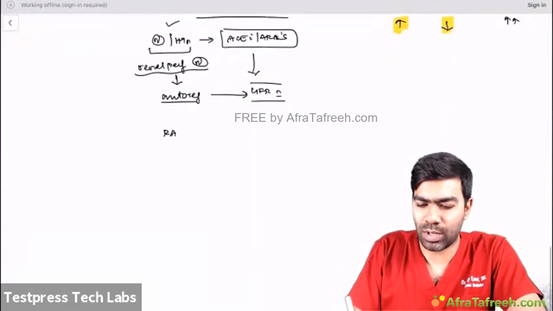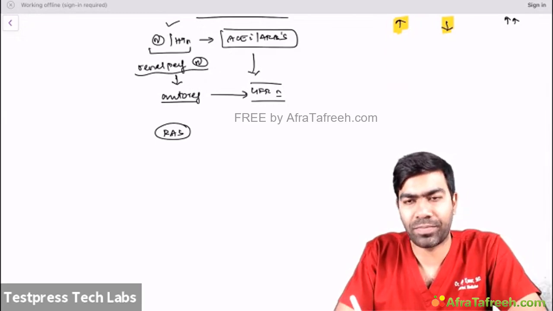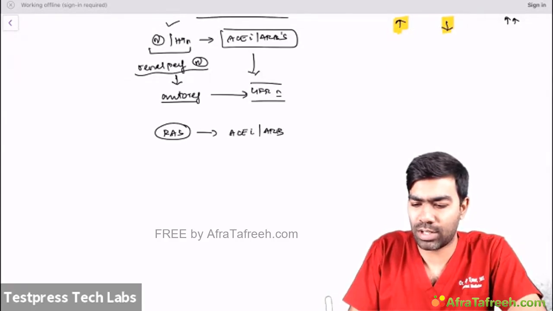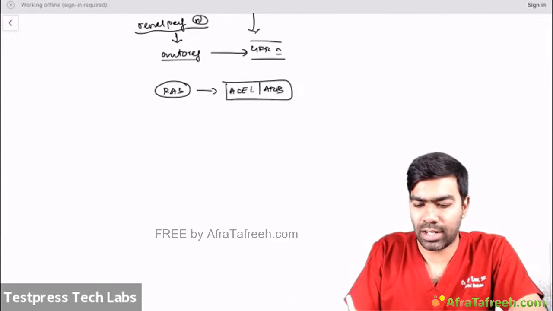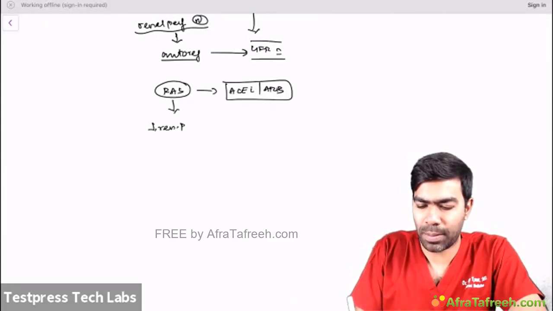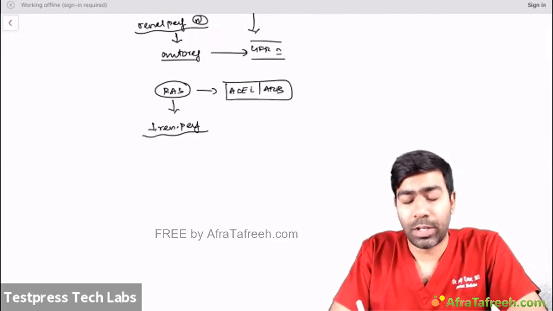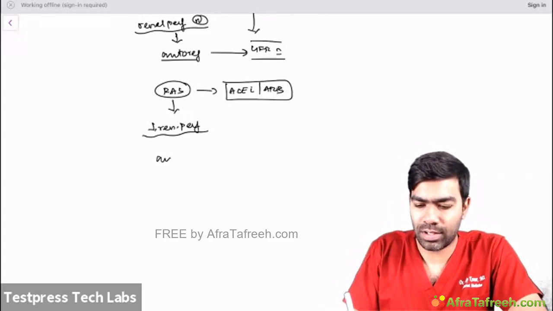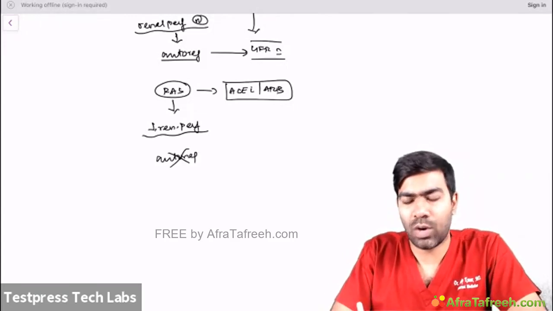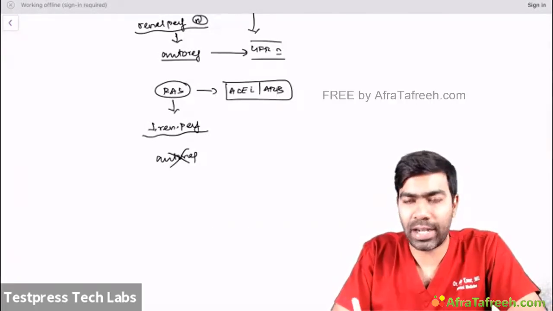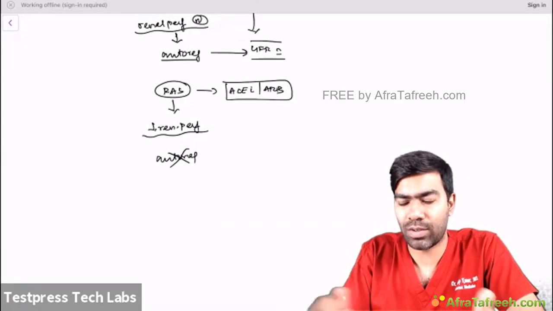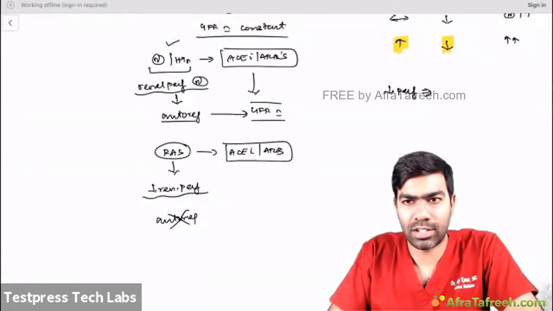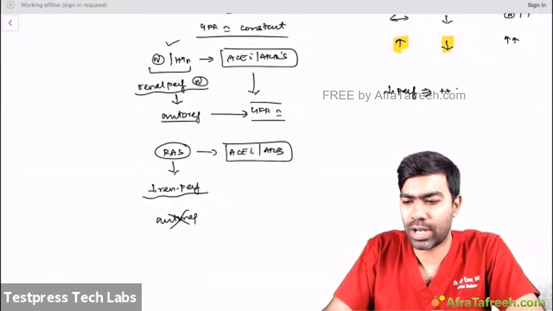Suppose you are giving an ACE inhibitor or an angiotensin receptor blocker to a patient with renal artery stenosis. What will happen in that setting? These patients already have reduced renal perfusion, so autoregulation will not be there properly. Because autoregulation is defective in these individuals, their entire GFR will be maintained by the angiotensin II and prostaglandin mechanism only. Whenever perfusion is low, you get RAS activation.